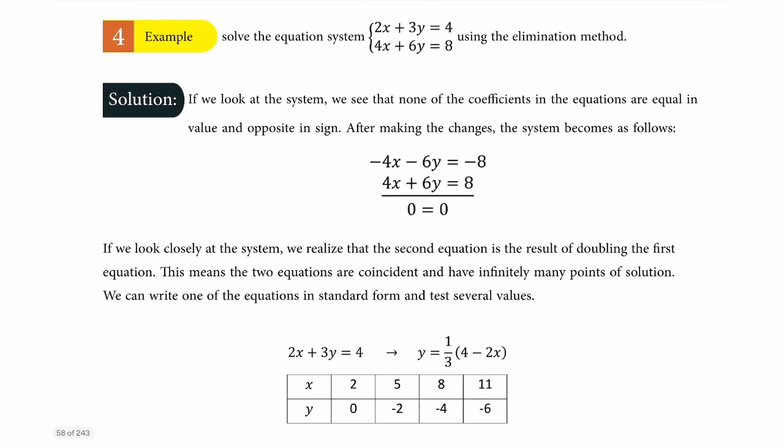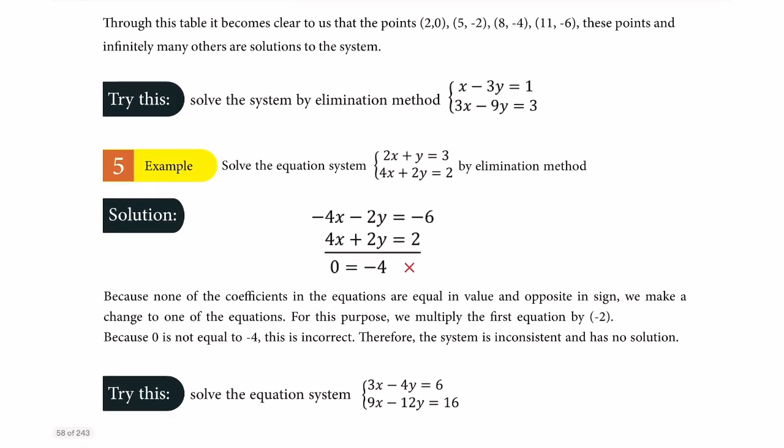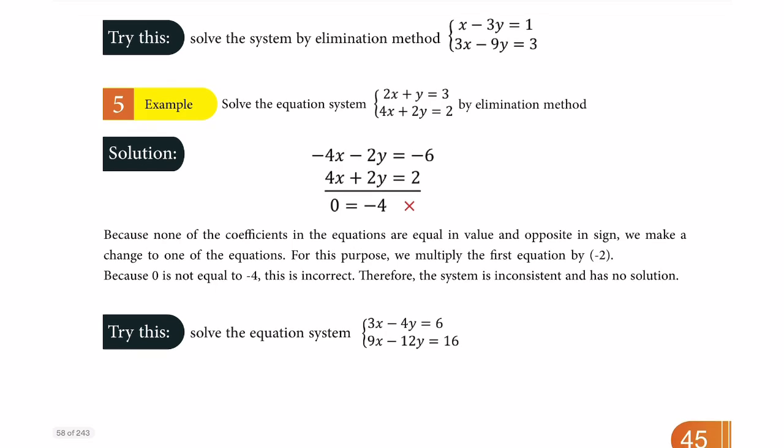This example that we see here, example 4, clearly explains that. You can check it out. For example 5, it means solving the equation by elimination method. In this case, it talks about having something on one side and 0 on the other side.